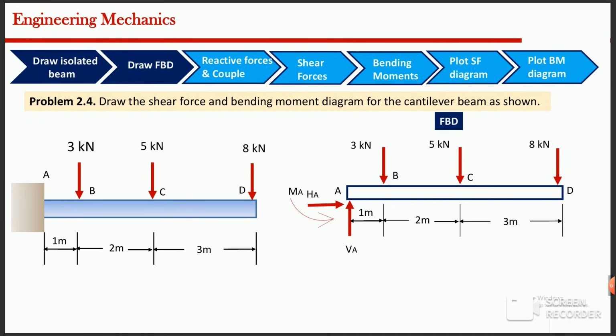The first step is to draw the free body diagram. Since the beam is fixed at point A, three reactions exist at the fixed support. These are the horizontal reaction HA, the vertical reaction VA, and the fixing moment MA.